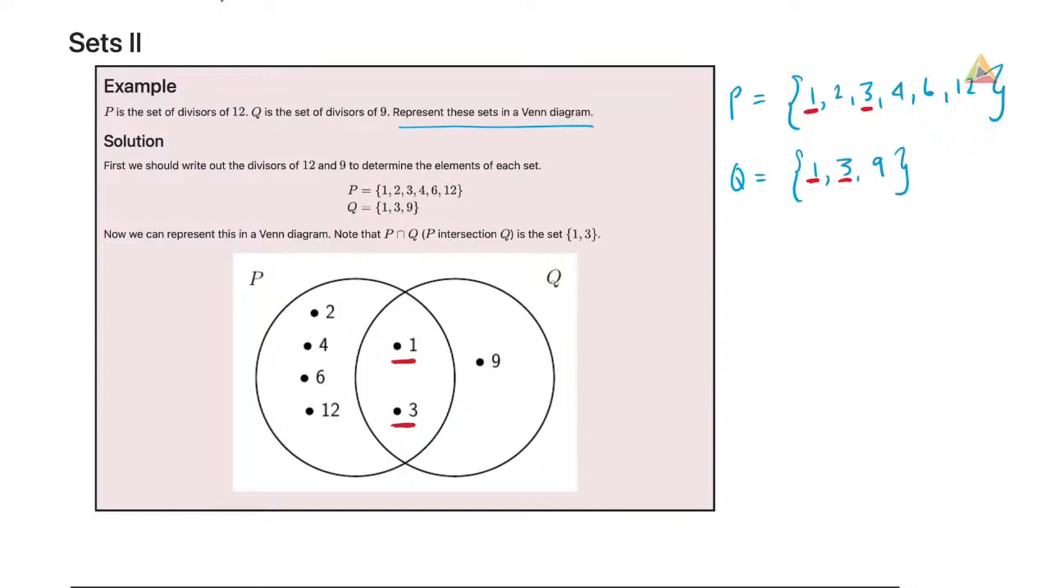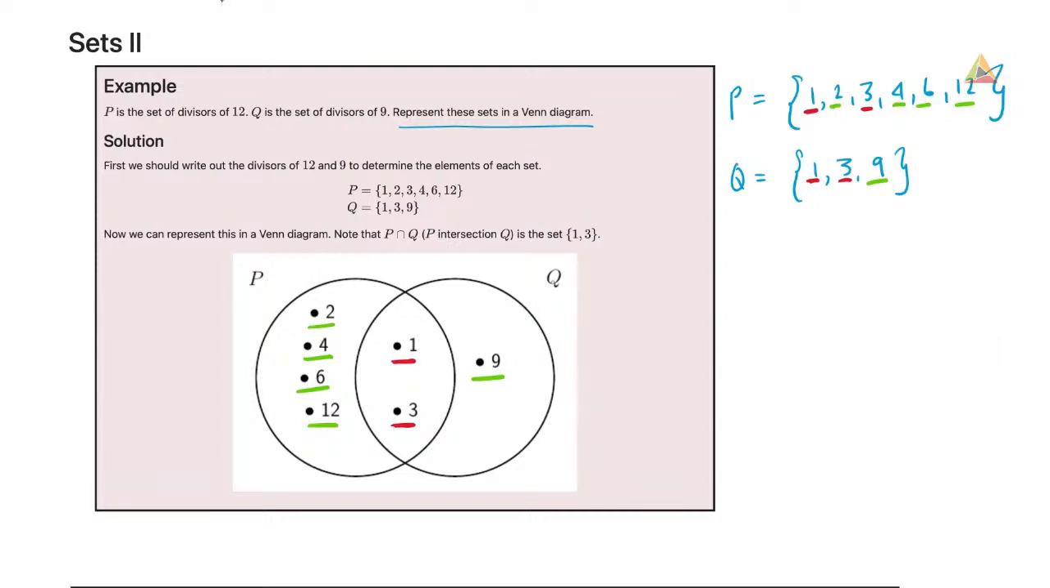Now, if we look at the rest of what's in P, we have the numbers 2, 4, 6, and 12, and we have them labelled there. So 2, 4, 6, and 12, and that's outside the intersection part. Then if we look at Q, the only number that's left is the number 9, and we put the number 9 outside the intersection part, but yet still in Q. So that's how you do out a Venn diagram.